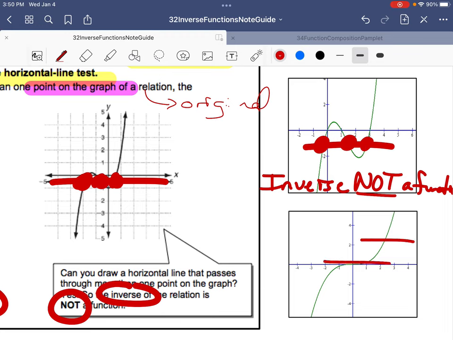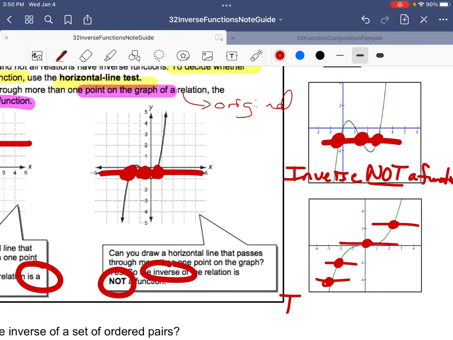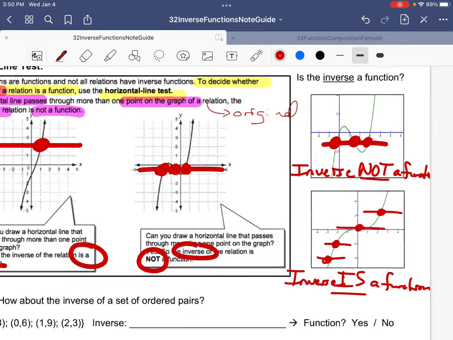How about this one here? Does it pass the horizontal line test? Now, when I say pass, that means that it's only going to touch at 1 point. Looks good. That means that the inverse is a function. So the horizontal line test allows us to understand what's going to happen with the inverse graph without actually graphing it.